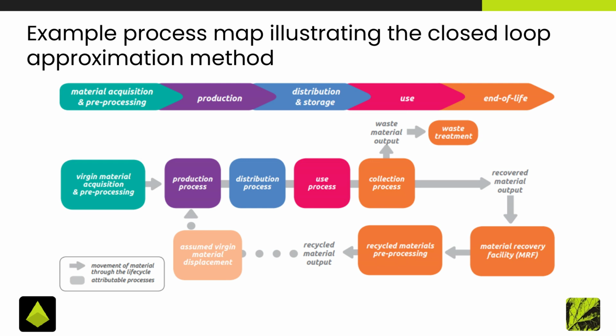Recovered materials then go to the Material Recovery Facility, or MRF, where they're pre-processed and re-enter the production cycle. This is where the closed loop happens. Recycled materials displace the need for new virgin materials, effectively reducing the environmental impact. This method highlights the sustainability advantages of recycling, emphasizing reducing overall emissions and resource usage by keeping materials in circulation.